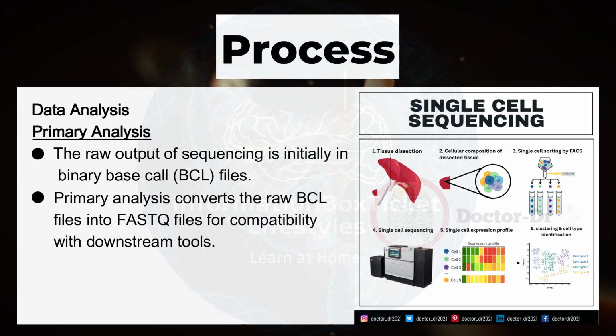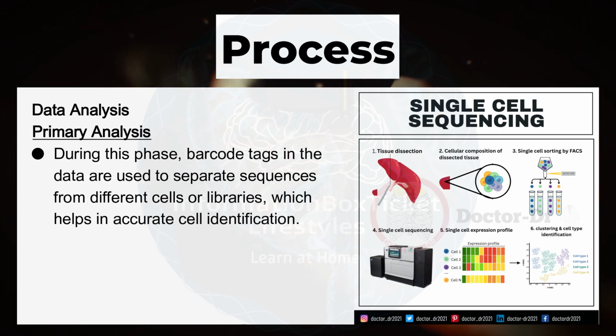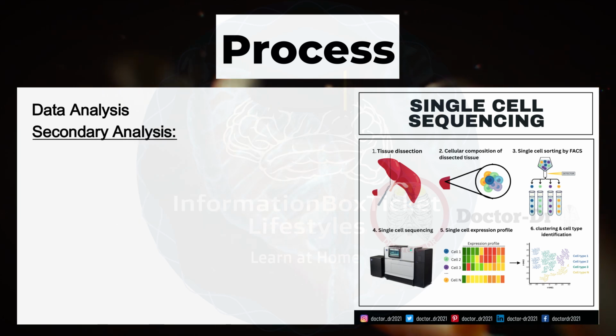Primary analysis converts the raw BCL files into FASTQ files for compatibility with downstream tools. These files contain sequence information. During this phase, barcode tags in the data are used to separate sequences from different cells or libraries, which helps in accurate cell identification.